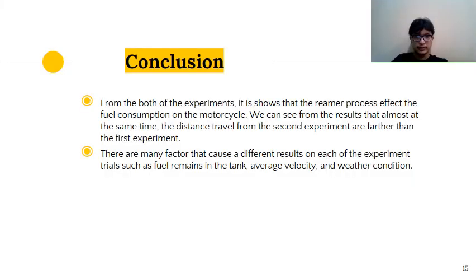For the last part, it is about the conclusion. From both of the experiments, it shows that the reamer process affects the fuel consumption of the motorcycle. We can see from the results that at almost the same time, the distance traveled in the second experiment is farther than in the first experiment. There are many factors that cause different results in each of the experiment trials, such as fuel remaining in the tank, average velocity, and weather conditions.